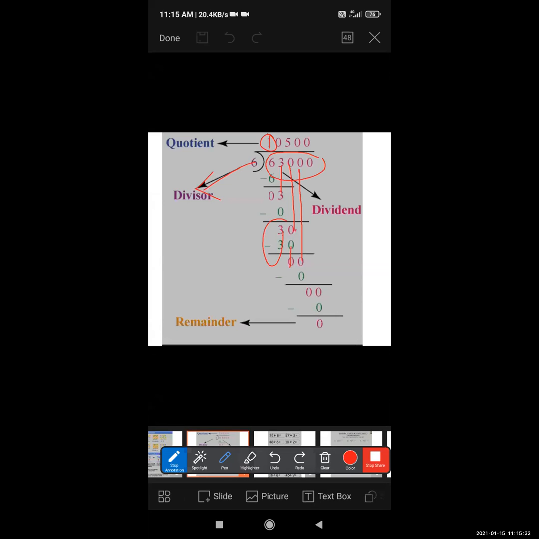Clear? In the table of 6, 0 is not there. So give directly 0, top side also, downside also. Okay. Again 0 will come. 0 minus 0, 0. Again take next 0 downside. Top side also 0 will give. Downside also 0. So 0 minus 0, your answer is 0. Yes, clear everyone.